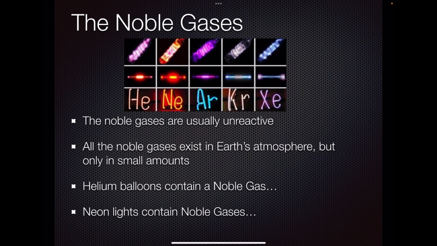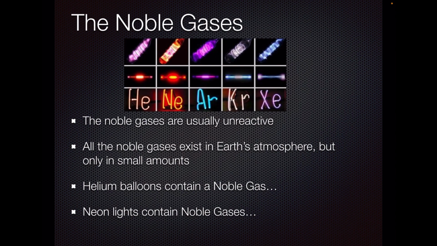The last family is the noble gases. So you can label above group 18, you're going to call the noble gases. So the noble gases are usually unreactive. All noble gases exist in Earth's atmosphere, but only in small amounts. But we also channel them and use a lot of them.